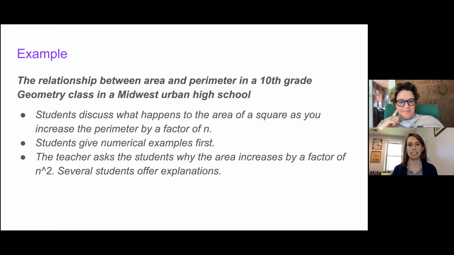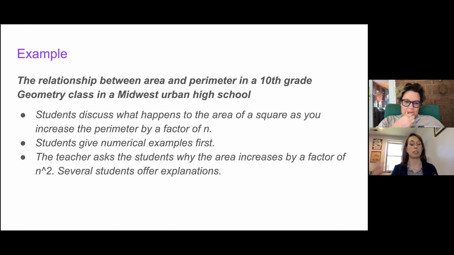It was in a 10th grade geometry class. They were having a whole class discussion with their teacher about what happens to the area of a square as you increase the perimeter by a factor of n. Students were first working with numerical examples. The teacher asked, what happens if you multiply the perimeter by a factor of 3? What happens to the area? And students figured out, oh, it increases by 9. What happens with 4? It increases by 16, 5, 25, and so on and so forth.